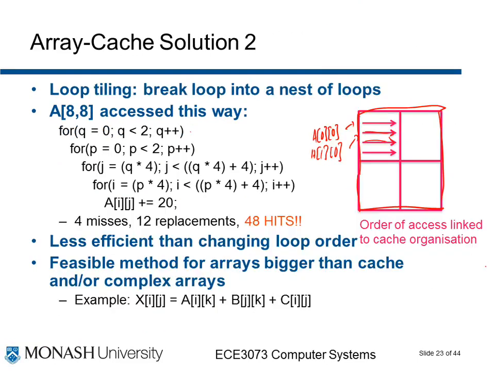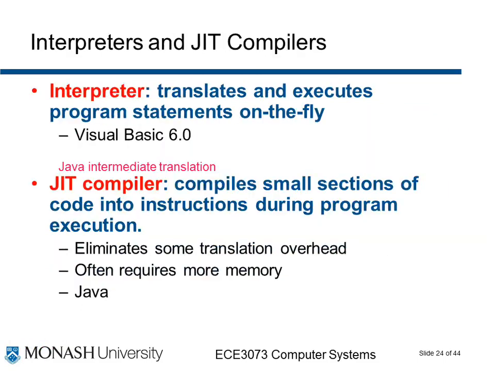Which one's better? Well, this loop tiling approach in this example is a lot more complicated for one. You can have a lot more branch operations, and you don't get any extra cache hits. So it's no better in this instance than just changing the loop order. If you have a more complex example with multiple arrays, then loop tiling for this reason can give you performance advantages. So that's just worth knowing.